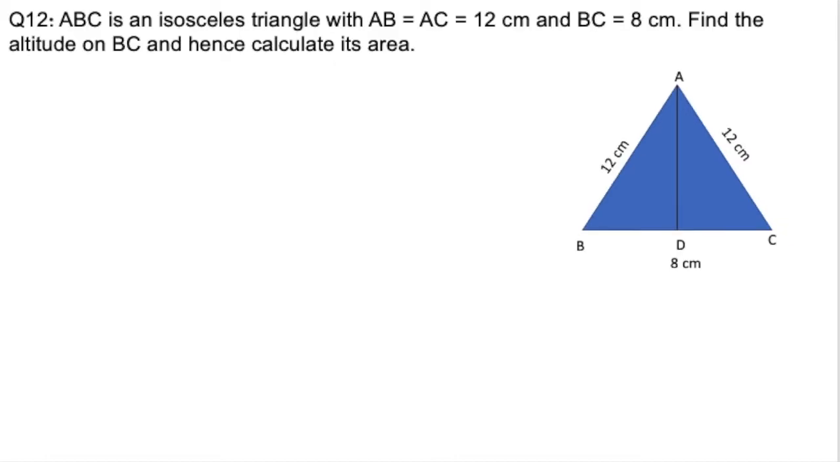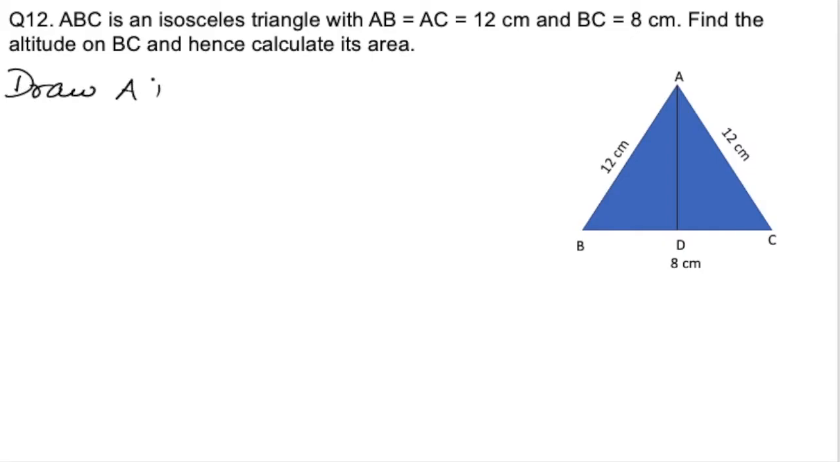Let's move on to question number 12 now. In question 12, we are given that ABC is an isosceles triangle and the sides AB and AC are given as 12 centimeters. The base BC is given as 8 centimeters. We need to find the length of the altitude on BC. That means we need to find the length of AD, and also we are supposed to find the area of this triangle. So let's begin.